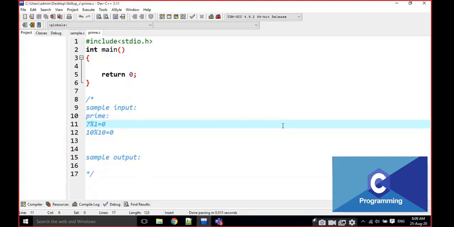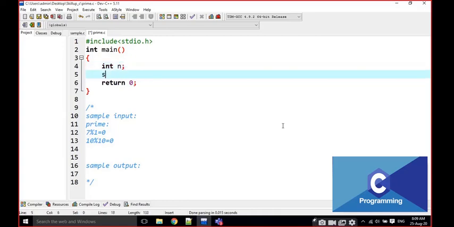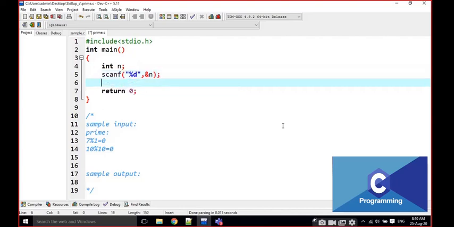Which loop do we have to use? Students, which loop do we have to use? We have to go for the for loop. No doubt about that. First of all, I am going to read the number. Reading the number here, and then I am going to check whether it is prime or not.